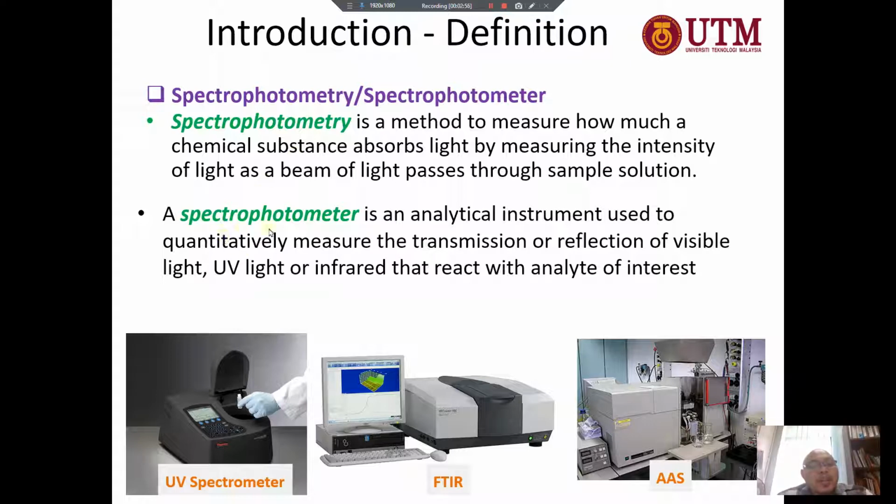Again, the spectrophotometer is the analytical instrumentation to which we apply the spectrophotometry principle. Spectrophotometry is to measure. Spectroscopy is to study the interaction. So we can say the biggest chunk is spectroscopy. Inside this spectroscopy is spectrophotometry. To utilize spectrophotometry, we need the instrument, which we call the spectrophotometer. Okay, I hope you don't get confused.